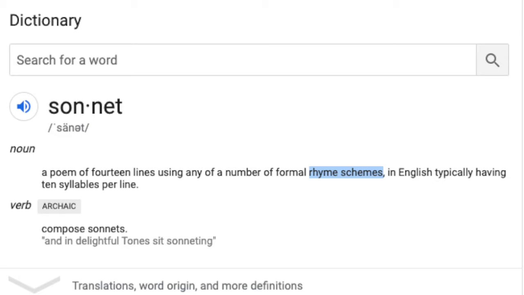Let's see, the next part. Using any of a number of formal rhyme schemes. What's a rhyme scheme? In poems, a rhyme scheme shows us which line endings rhyme with each other. We usually use letters to do this, to represent the rhymes, with a letter corresponding to a certain rhyme. Let me give you an example.